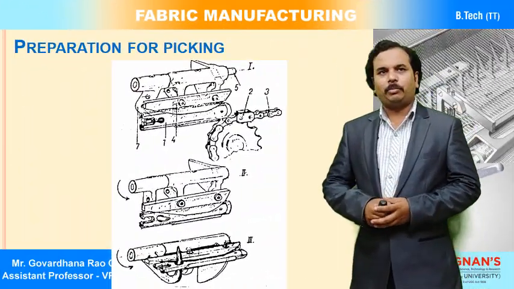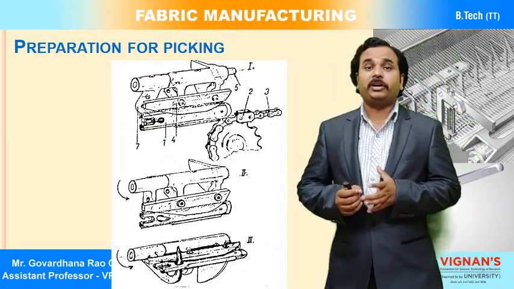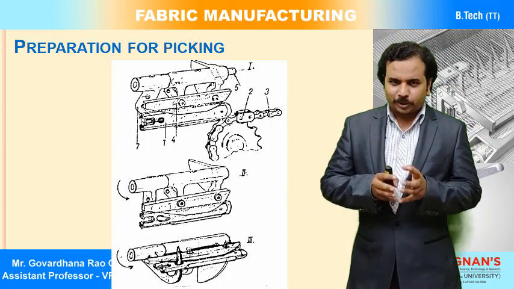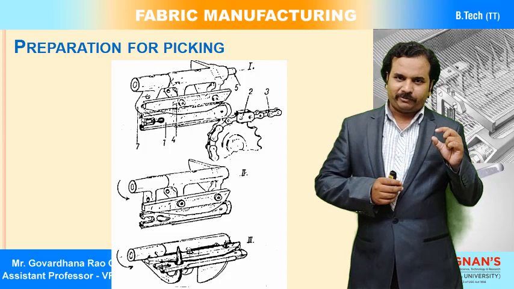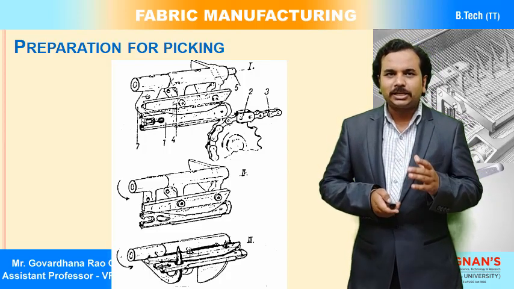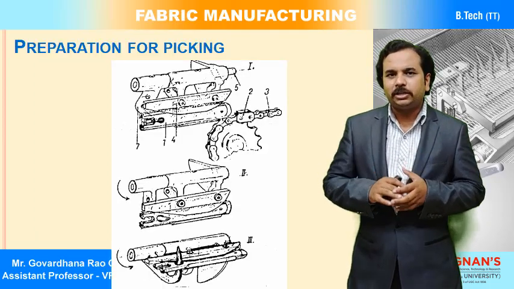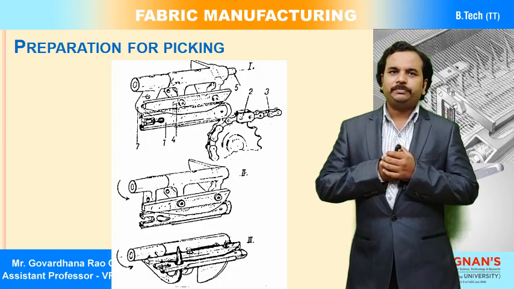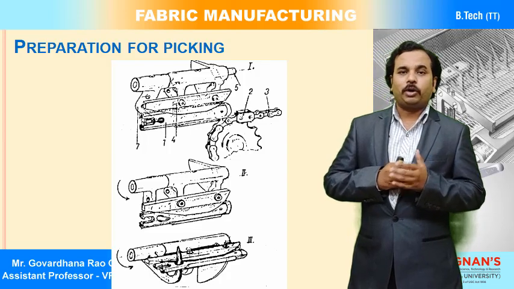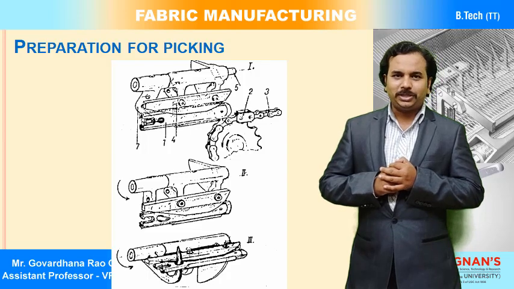Now let us discuss the preparation for picking. There is a projectile, and we are feeding the weft yarn to the projectile. Now we are going to discuss how the projectile is lifted from the conveyor chain to the picking position, and how it is opened. We are going to see what mechanisms are involved in this system.